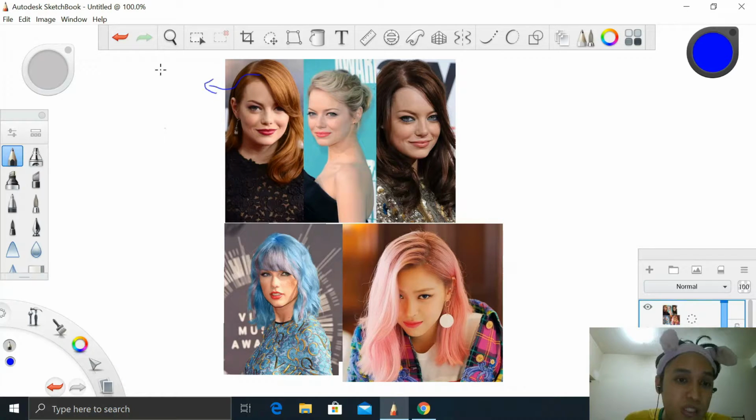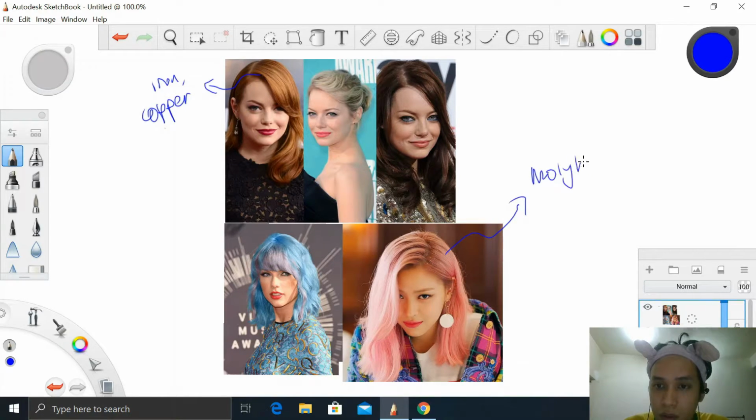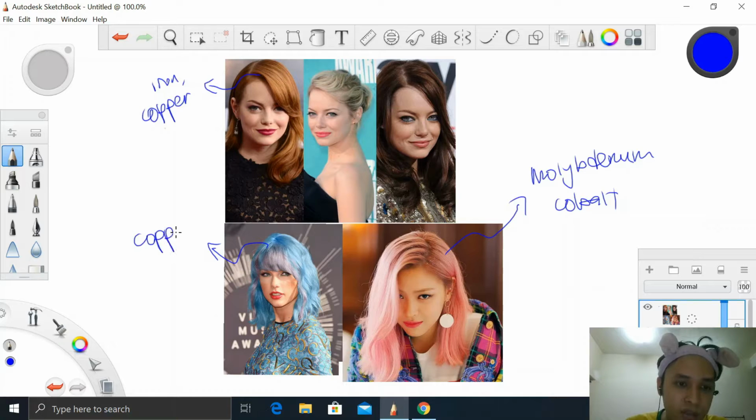So most probably you will have maybe iron inside, maybe a little bit of cobalt, or maybe a little bit of copper. For pink, maybe you have molybdenum, or maybe cobalt. Or Taylor Swift with the blue hair, maybe you have copper ions inside as well. And then of course you have many other things. So these are just a few examples of the uses of your transition elements.